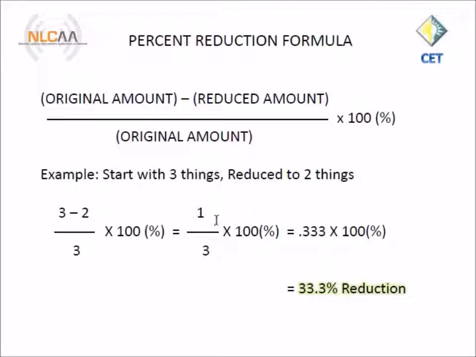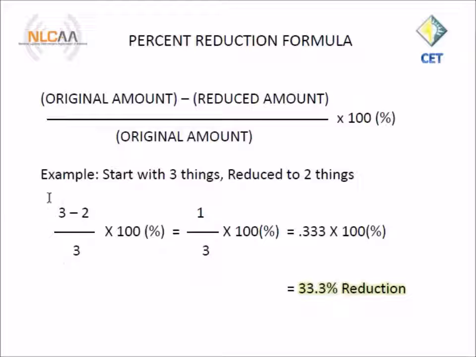Let's explain. I have 3 things. I reduce them to 2 things. That's what I have left. Not how much I reduced it by, but how much I have left. When I subtract the 2, what I have left, from the 3, my original amount, I have 1. Divided by the original amount of 3 gives me 0.333, or 33% reduction, which is 1/3.